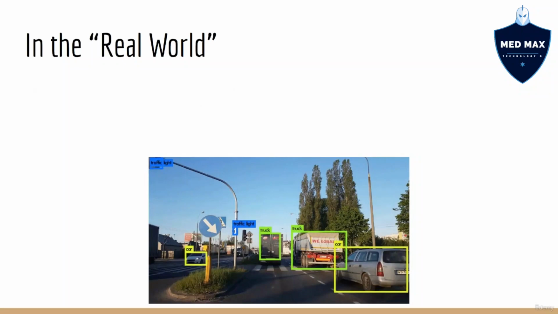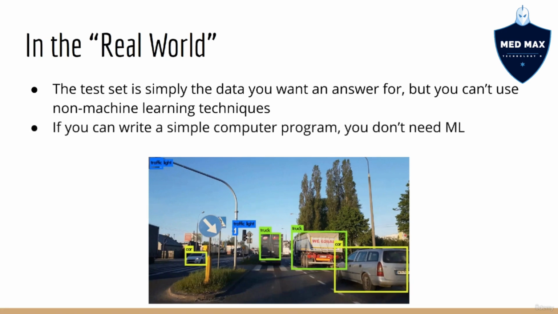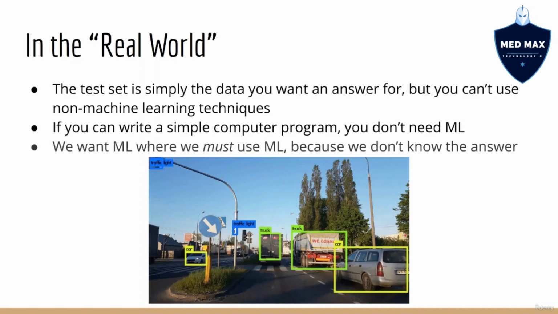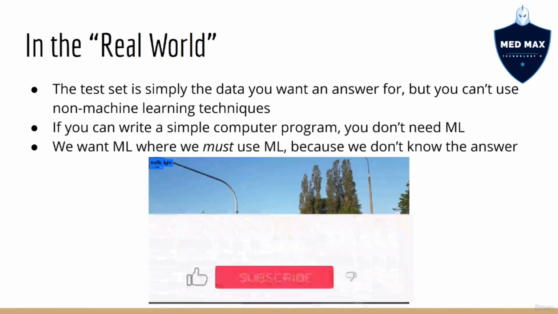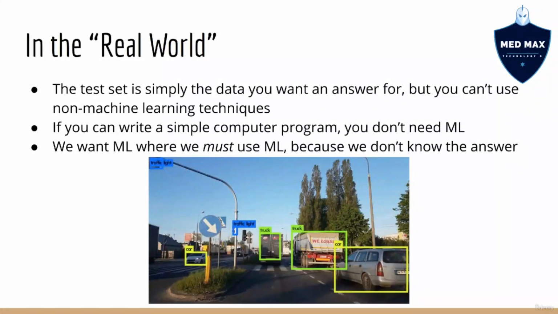Of course, Kaggle is not the real world. In the real world, your test set is the set of data for which you really want the answer, but you can't produce using non-machine learning techniques. If you could just write a basic computer program or implement a simple set of rules, then you don't need machine learning. So when we are using machine learning, it's because we really do not know the answer, or we can't compute it practically. Some basic examples of this are fraud detection, spam filtering, or object detection. We really want these to work on data that we haven't seen before, but it's clear that we can't do that work manually.